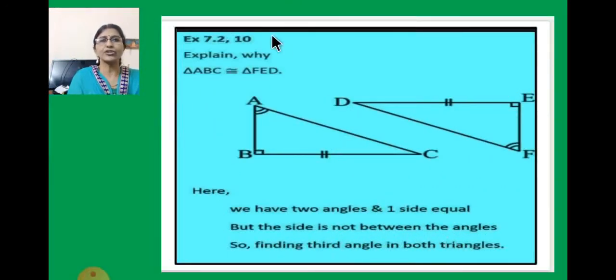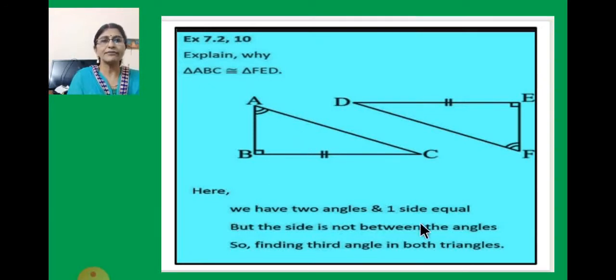Now the 10th question of exercise 7.2. In your textbook it is not printed correctly, so please make that correction. It is question number 10, the last question. Explain why triangle ABC is congruent to triangle FED. Now these are the two triangles and you have to explain why these two triangles are congruent.